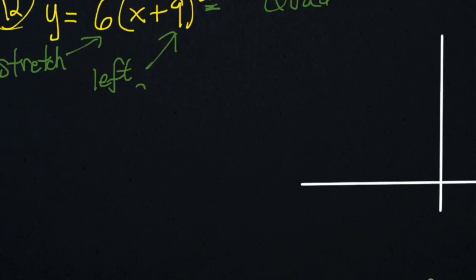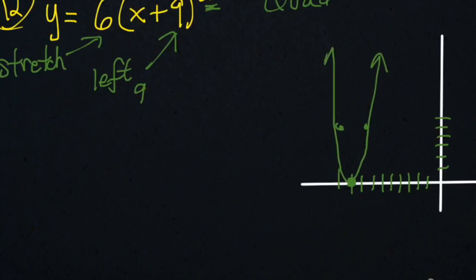So we know it's going left or right. This one's going to go left 9. So we go 1, 2, 3, 4, 5, 6, 7, 8, 9. That's our starting point. Okay? Now, normally you would go up 1 over 1. But now we got to go over 1 and up 6. So my U shape just got really, really tall and skinny.